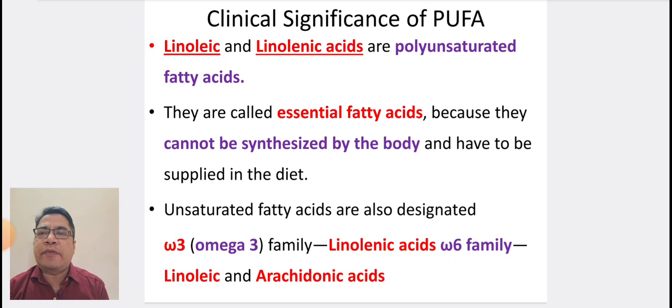Coming to the clinical significance of PUFA, polyunsaturated fatty acids: linoleic and linolenic acid are polyunsaturated fatty acids. They are called essential fatty acids because they cannot be synthesized by the body and have to be supplied in the diet. Unsaturated fatty acids are also designated as the omega-3 family, linolenic acid, and the omega-6 family, linoleic acid and arachidonic acid.